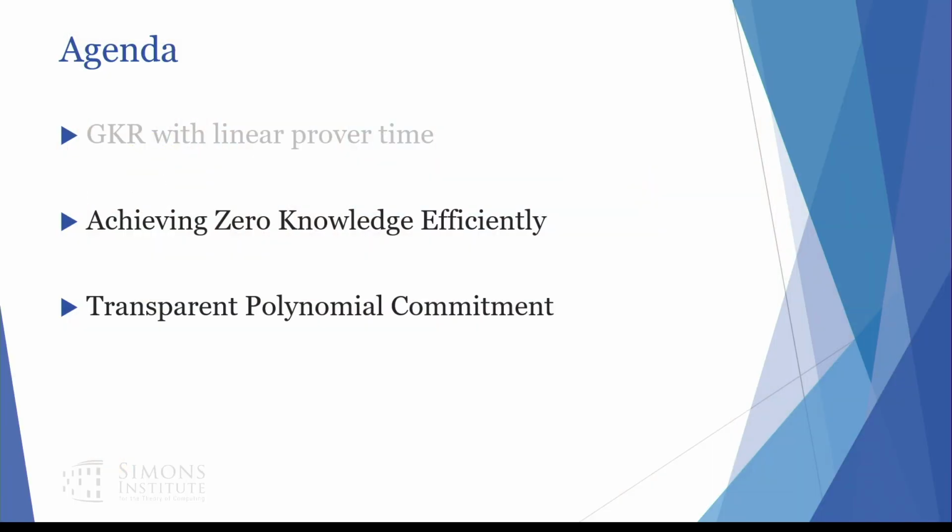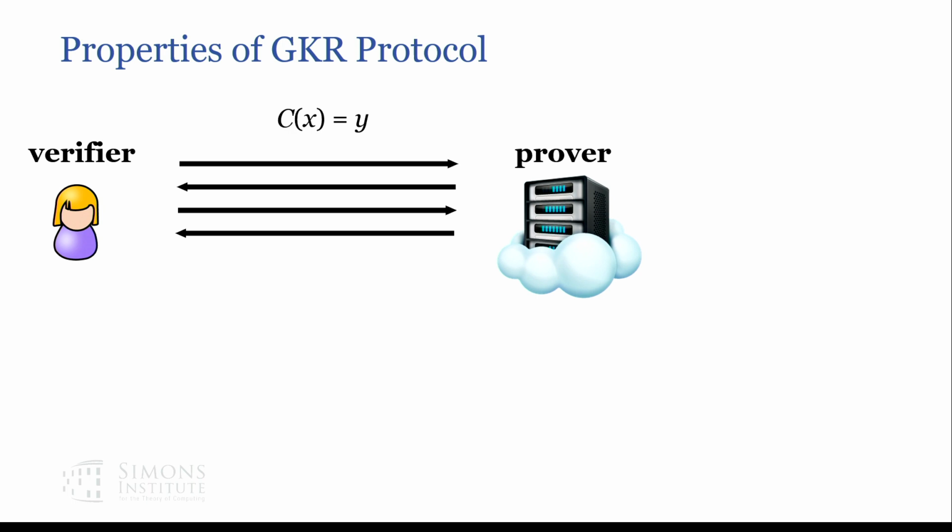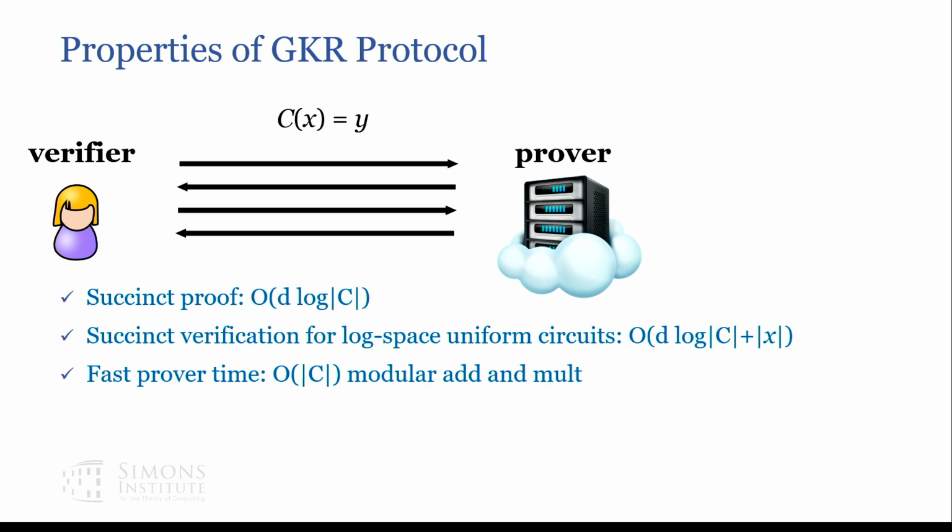So we're good with the GKR linear time. Up to this point, let's look at the properties of the GKR protocol. The good thing is the proof size is succinct, no matter what your circuit is. It's D times log C. And the verification is also succinct if the circuit has structure, so-called log-space uniform. Then the verification time is D times log C plus some work on the input. And the prover time is very fast, asymptotically optimal, and concretely only additions and multiplications in the finite field.